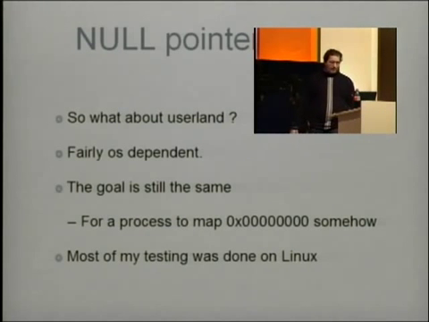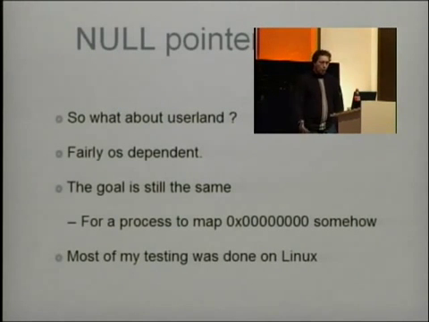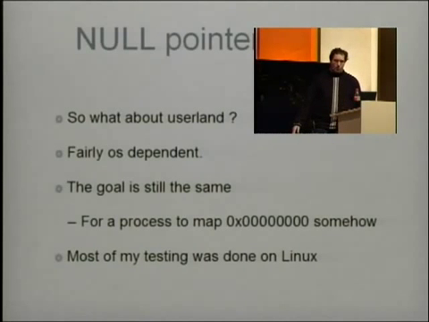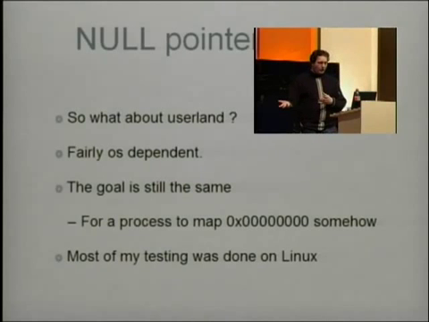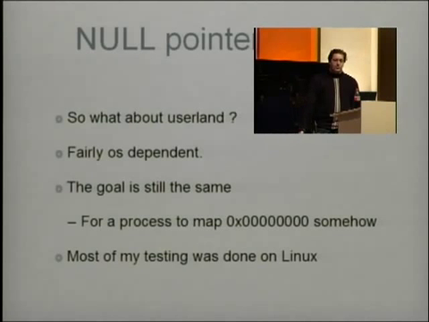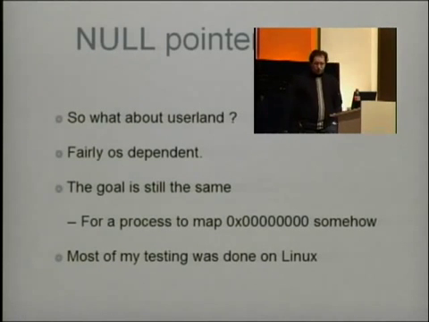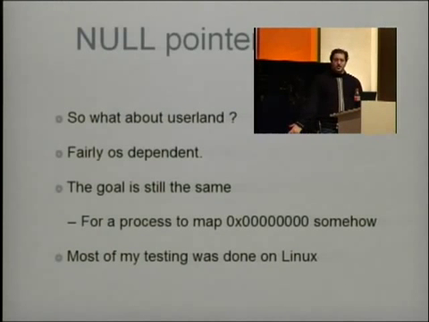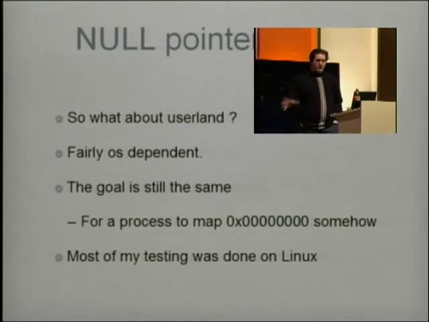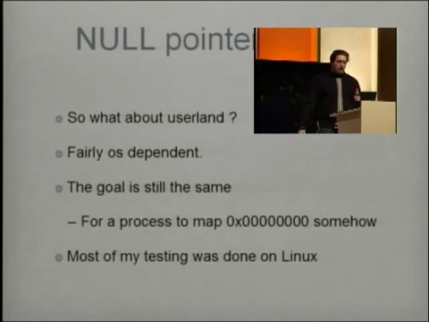So what about userland? These things are, as it turns out, a lot more OS dependent than the kernel. In the kernel, we can still make some assumptions. On most architectures, we'll have this shared address space, and you can map it. It's not always true, but usually it is. In userland, it depends enormously on the operating system you're using. Your goal is still the same. You want to get an application to map the null page before it does any kind of null pointer dereference.